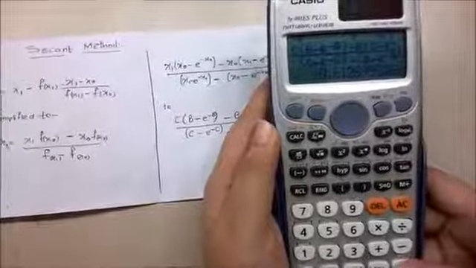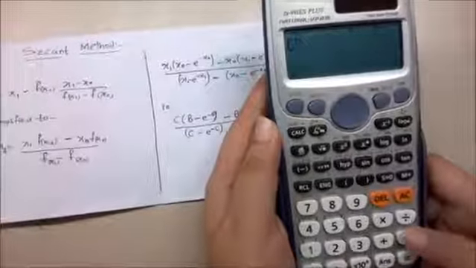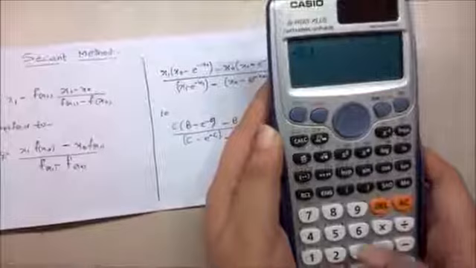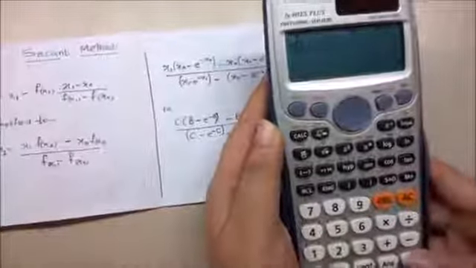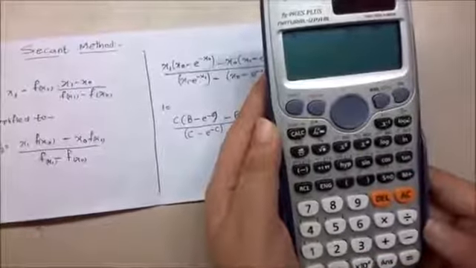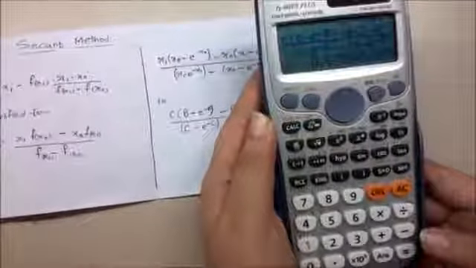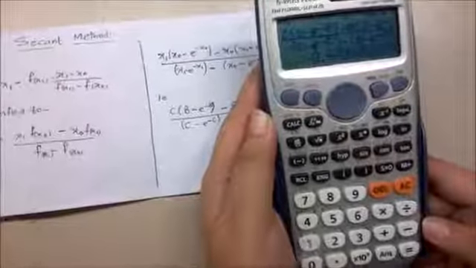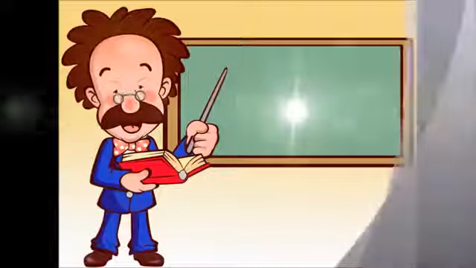For next iteration, your C will be the value that you have got as the answer and B will be 1. Again press equal to sign to get the value of x3.